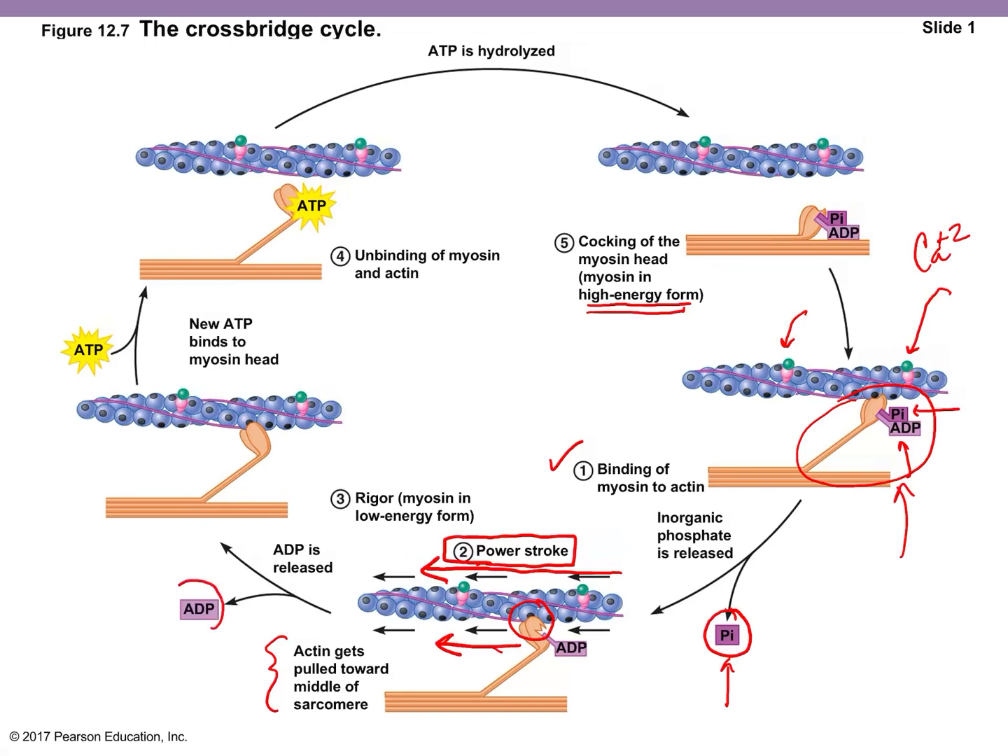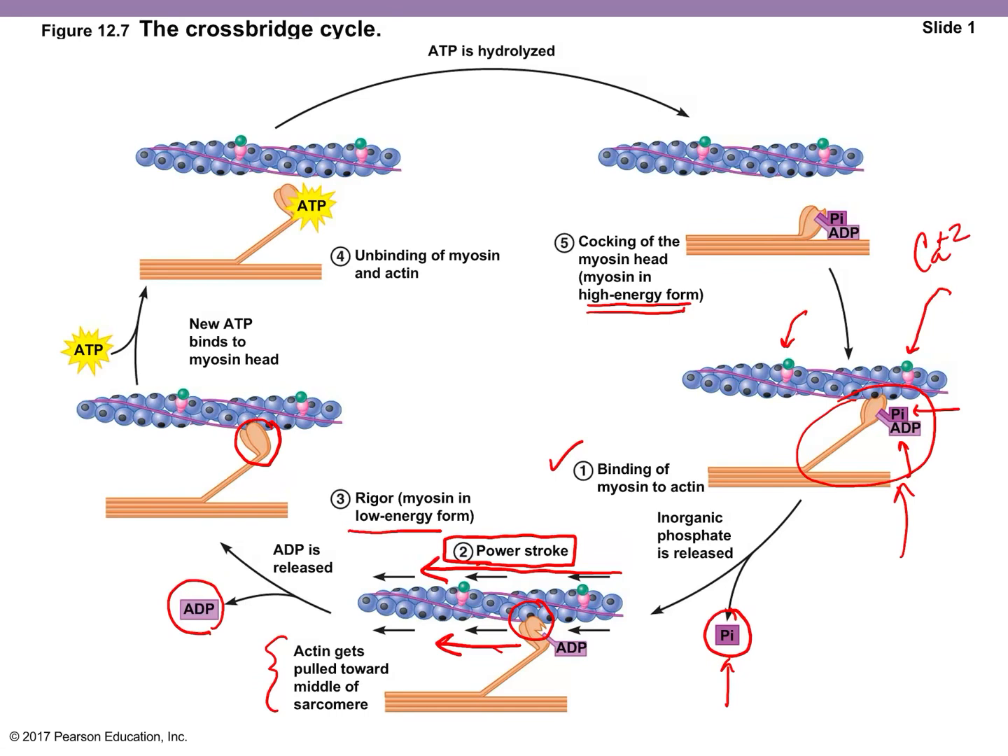Now the rest of that ADP is going to get released, and now we are in a rigor state, or a low energy form. So myosin heads that have just done a power stroke, right? They've used the energy in the ATP to do the power stroke. So they're in a low energy form. It's still attached to actin, okay, but it's not going to be able to do another power stroke until we add an ATP.